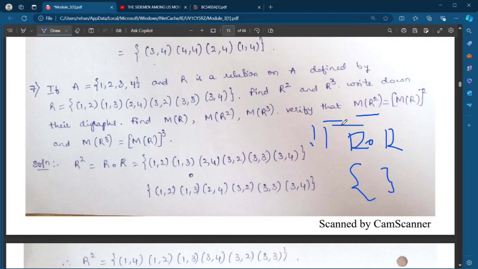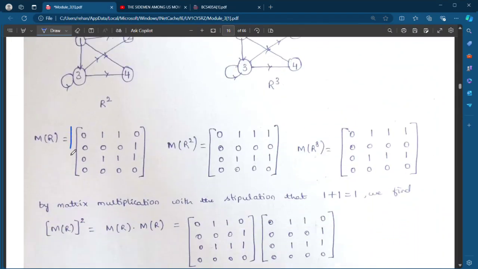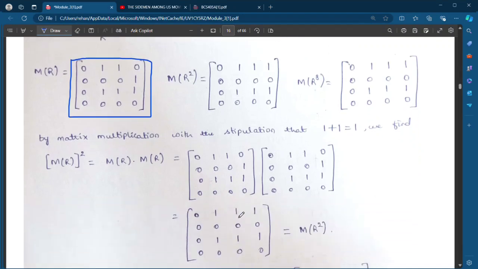Here A values will be there, here A values will be there, here also 1 2 3 4, 1 2 3 4. Whatever coordinates you are getting in this R composition R, according to that plot the graph and write it off. Then you have to take M of R. So plot a graph of these coordinates. Then take the whole square, nothing but that matrix into that matrix. See here, MR is nothing but this matrix. For MR whole square, you have to multiply this into this, like they have done here.